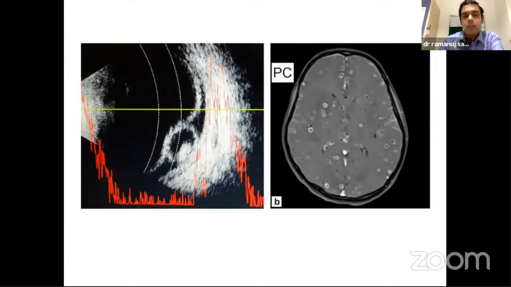So at this point of time, we offered her surgery under nil visual prognosis, but she opted out of surgery and she was given systemic steroids for symptomatic relief and was under neurologist care.